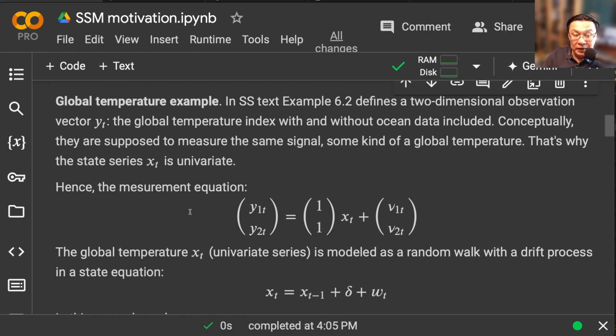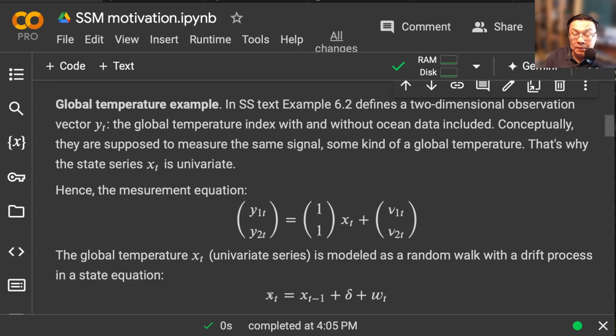So what we have here is that there's some temperature of Earth, right? And maybe we'll call it X. We do not observe it directly, but we observe Y's, some kind of global temperature index, one which includes oceans, and the other which doesn't. Maybe they have different collection methodologies, data processing, and so on.